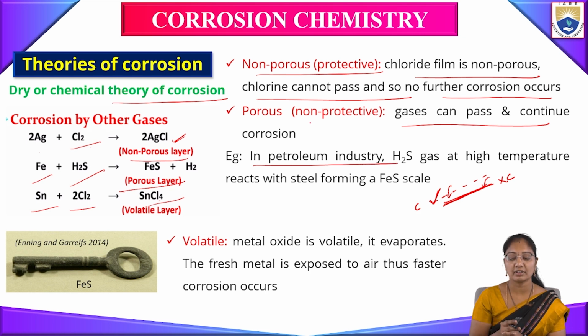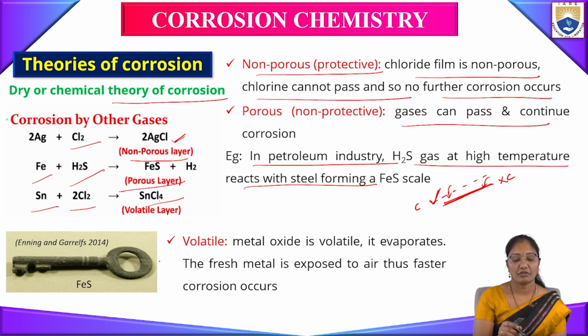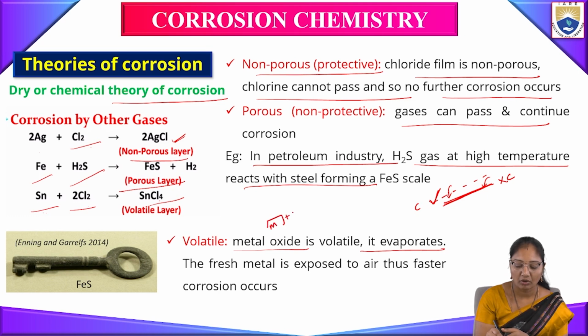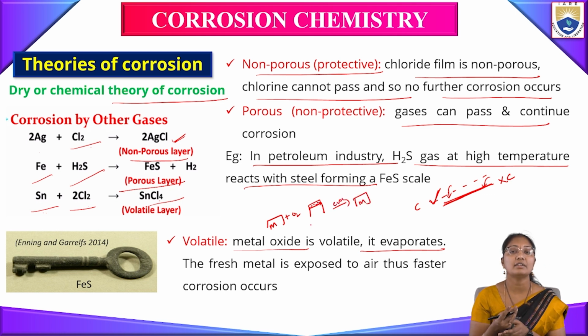So an example for a non-protective layer is in the petroleum industry. Hydrogen sulfide gas at high temperature reacts with the steel, forming an iron sulfide layer, which is a porous layer. Coming to the volatile layer, which results from tin chloride, this is volatile. A volatile metal compound evaporates. Same as in oxidation, which we have seen: the metal plus oxygen gives the oxide layer, then it evaporates, then again metal. So this is a volatile layer.